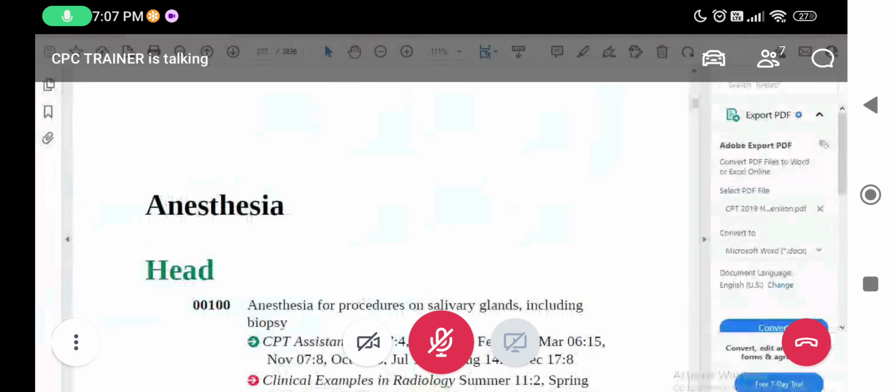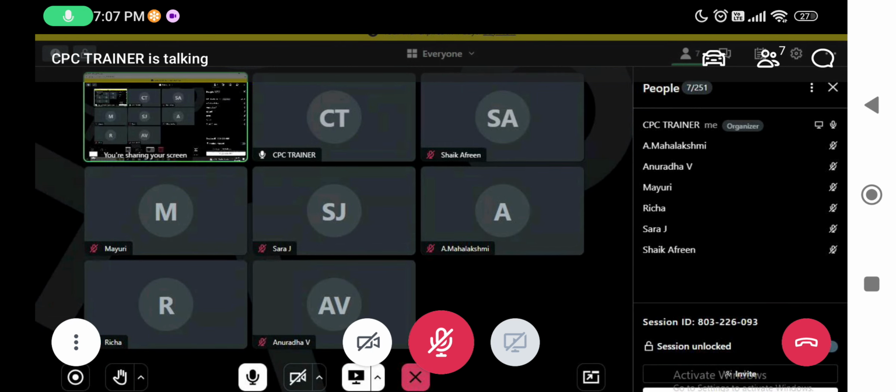Okay, guys. Now we enter into the anesthesia coding part. We have 3 books in coding: the ICD, CPT and HCPCS. As per our discussion, first we have to complete CPT only. So our major target is CPT, and hereafter you will use only the CPT book. In your free time, you have to download the CPT book PDF.